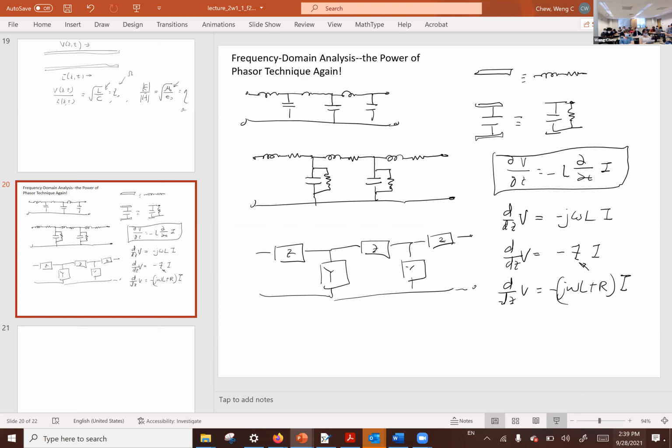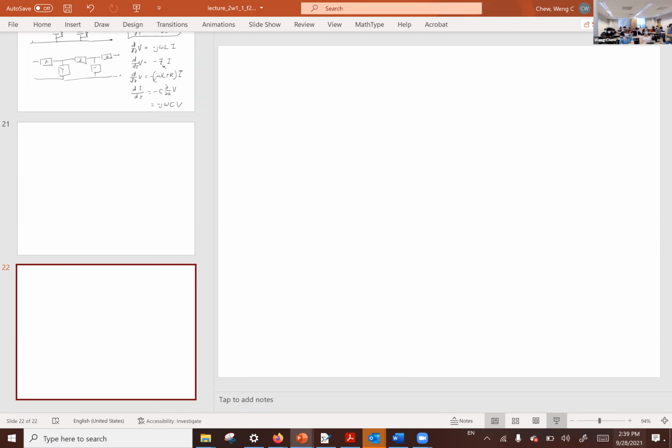So I have easily included loss in one of my two Kirchhoff equations. Okay. By the same token, the other Kirchhoff equation, the dI/dz is minus, before that it was just C, the C dV/dt, right? And then I can convert this into minus jωC V. And again, I can convert this quite easily in the frequency domain, so that dI/dz is minus (jωC plus G) V.